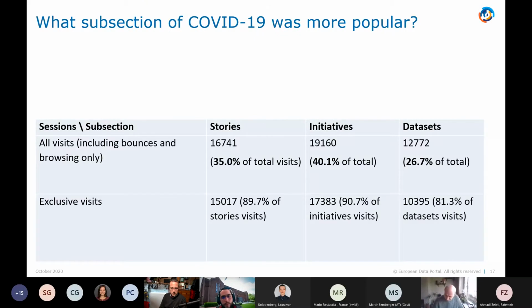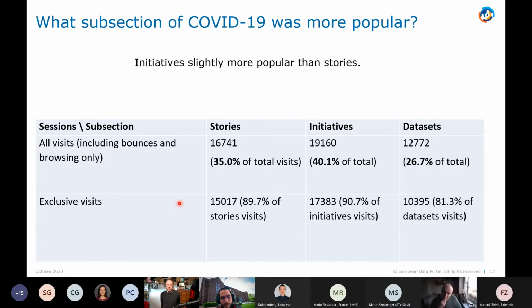In terms of what subsection of COVID-19 was more popular, we counted the number of visits to each subsection, and we found that initiatives were slightly more popular than stories, but with these numbers, as you can see, there's no section that was really much more popular than the other. What we do notice here on the second row of the table, exclusive visits, is the number of visits that went only to one of the sections. So we see here there were a lot of them. So most users did not cross over sections. If you come to a story, you go to a story and then you get out. If you come to an initiative, you land on an initiative, then you see that and you're out. And if you're looking for datasets, you stay looking for datasets.